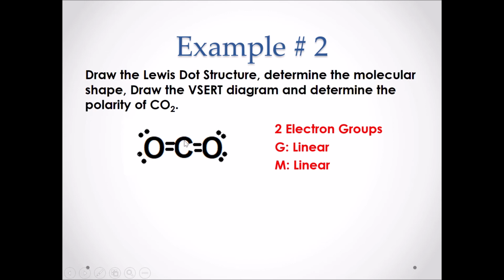We can then conclude that the center atom carbon only has 2 electron groups around it, making it a linear geometrical shape. And since there are no lone pairs on carbon, the molecular shape will also be linear. Our VSEPR diagram will look the exact same as the Lewis dot, and we can draw the bond polarity vector arrows.